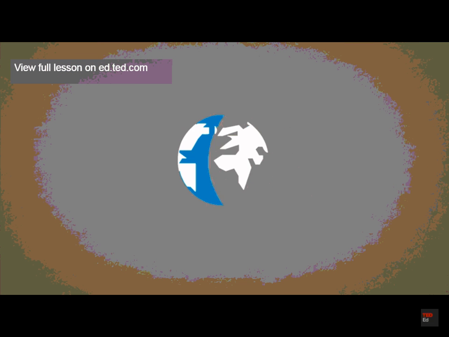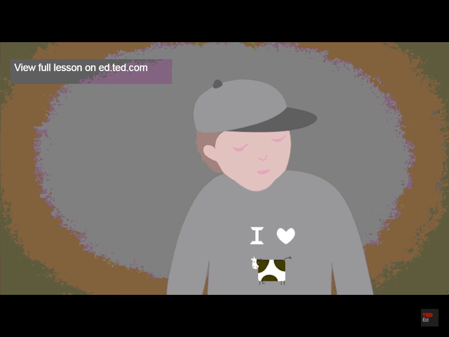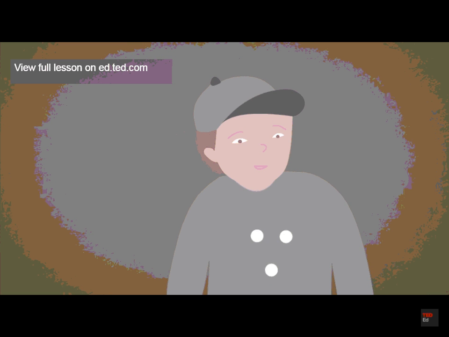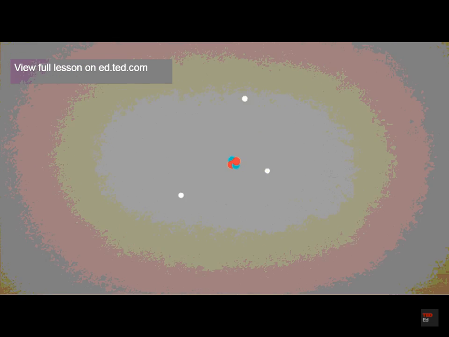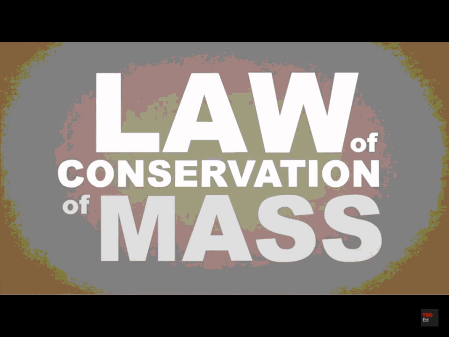Where does all this stuff come from? This rock, that cow, your heart. Not the things themselves, mind you, but what they're made of. The atoms that are the fabric of all things. To answer that question, we look to the law of conservation of mass.